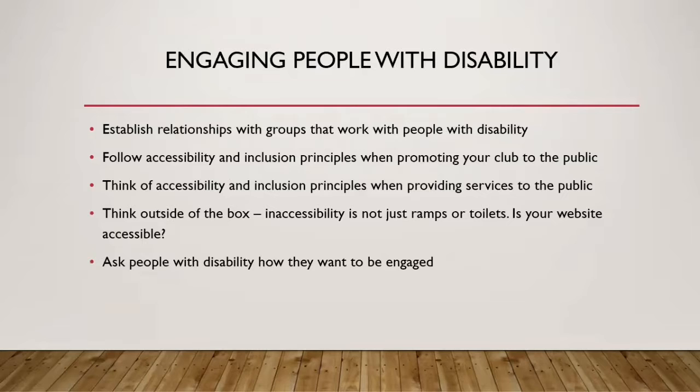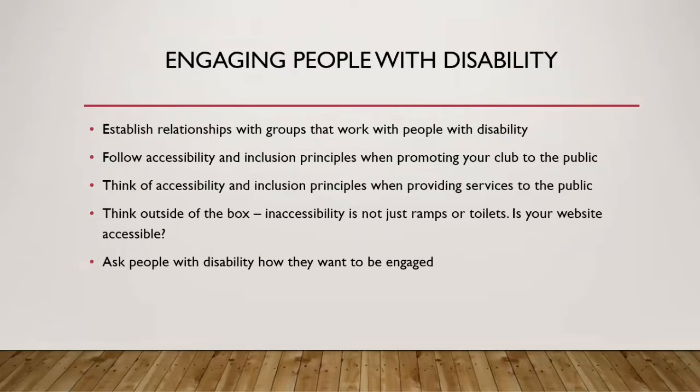So here are a few tips in regards to engaging people with disability. The first one is to establish relationships with groups that work with people with disability. And I think this is something that Rotary's probably done already with some groups that represent various disabilities. So I think that's always good to continue if that's already been done. And there are countless groups out there, whether they're to do with advocacy or a specific disability group, like motor neuron disease, for example.